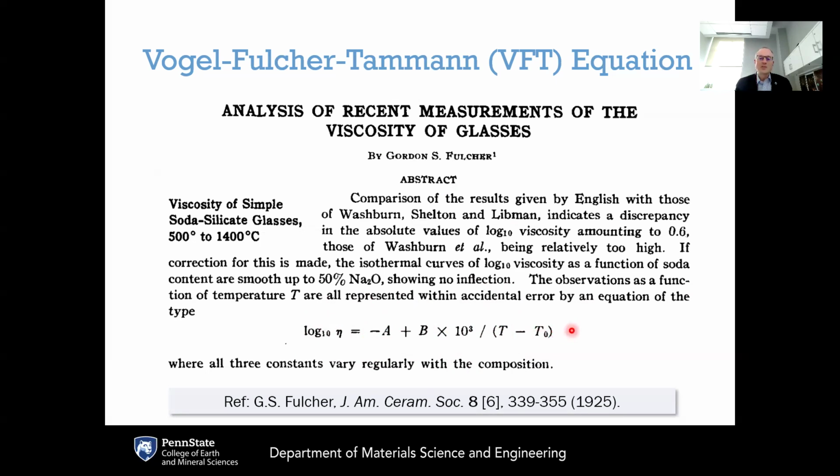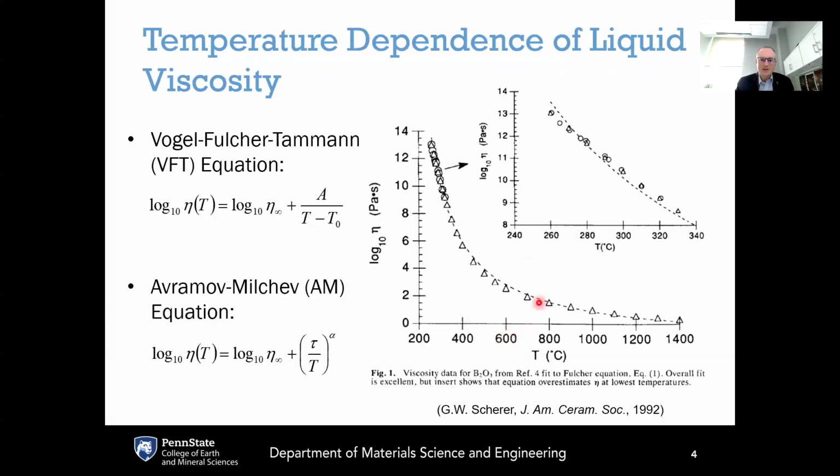It becomes non-Arrhenius by taking that T and changing it to T minus T0. So any non-zero value of T0 indicates that there's going to be some degree of fragility to the system. So Fulcher and Vogel and Tammann all settled on this equation as being a good empirical equation that had just a few parameters, three parameters, and could give a fairly accurate representation of the temperature dependence of viscosity.